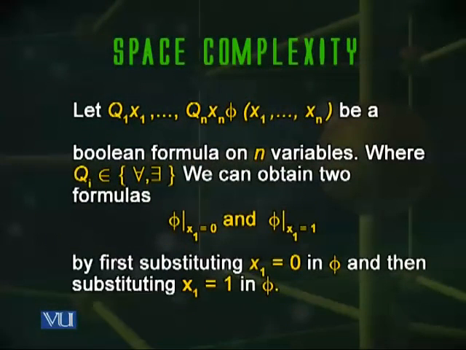So you take a formula which is on n variables, in which all the variables are quantified. You can take the first variable, and now you can throw away the first variable and obtain two different formulas. The first one is obtained by setting the first variable to be true, and the second formula is obtained by taking the first variable to be false.